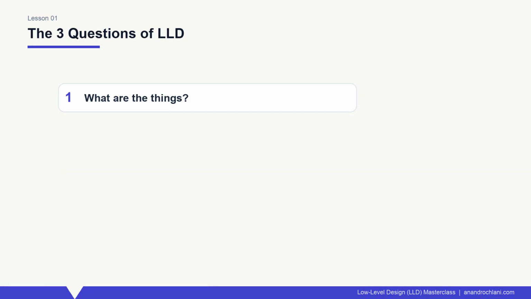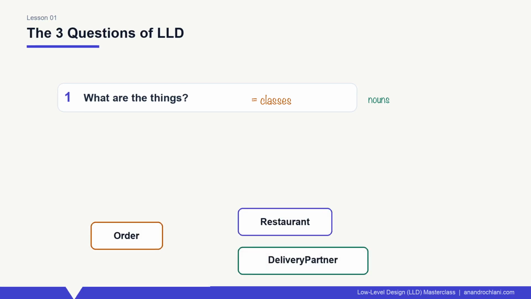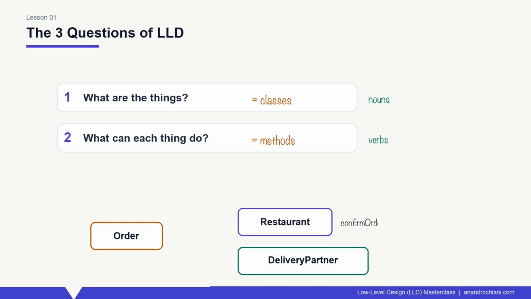LLD becomes much less scary when you ask three simple questions. First, what are the things in this system? In code, we usually model a thing with a class. A class is a blueprint for one kind of object. In a food app, an order, restaurant, and delivery partner can each be classes. Second, what can each thing do? Those actions are called methods. For example, a restaurant can confirm an order and a delivery partner can deliver it.